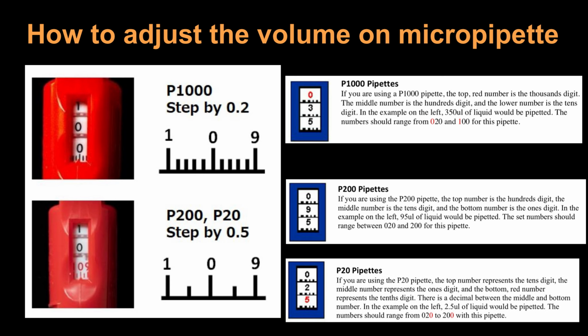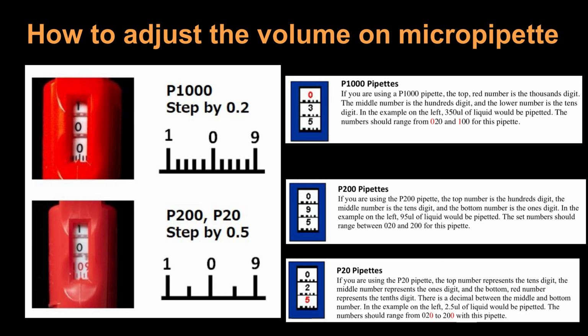In this case, take a look at this picture again. If you are using the P20 pipette, the top number represents the tens digit. The middle number represents the ones digit, and the bottom red number represents the tenths digit. So 1/10. There is a decimal between the middle and bottom number. So imagine the decimal point is here. In the example on the left, we have here not 25 microliters but 2.5 microliters, and this 2.5 microliters would be pipetted.